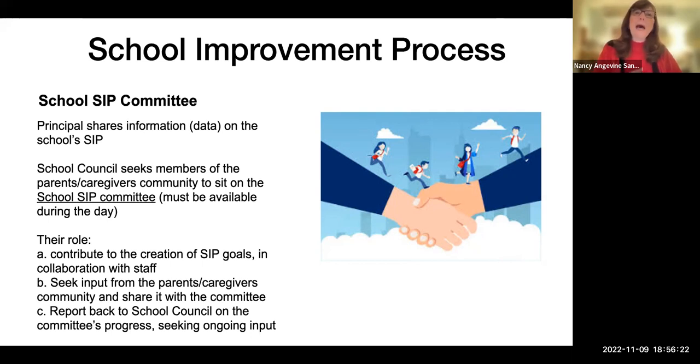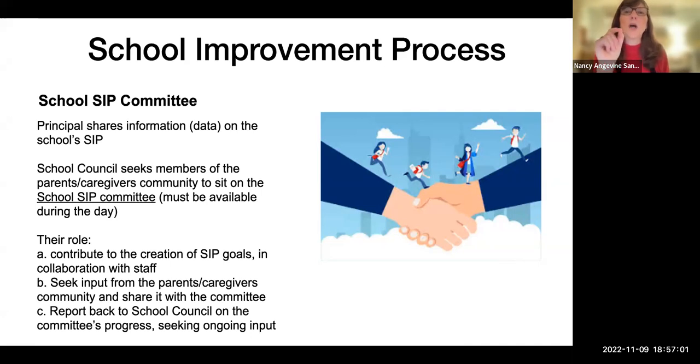Now, that is a big job, to ask parent members to sit on the school committee, to be there during the day, to participate, to feel comfortable enough that they could participate in a meaningful way, giving their input, their data, agreeing or disagreeing with what they're hearing around the table, and to seek input from parents and caregivers. So the role that the school council carries in this particular pathway would be not only to select or to seek out the members that would take part in it.